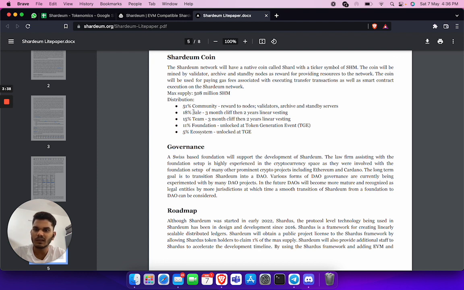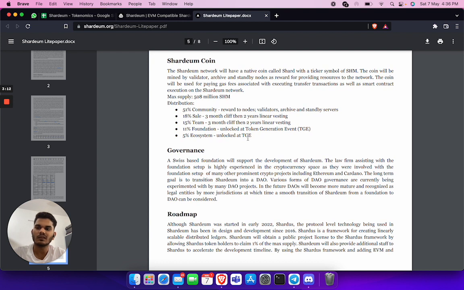Both the sale and team carry the same vesting. This is a positive thing I could say in the vesting schedule. And 11% foundation and 5% ecosystem are unlocked at TG. TG is basically the token generation event. That is the time when the token is launched into the market. So these are the five segments that it is divided into.